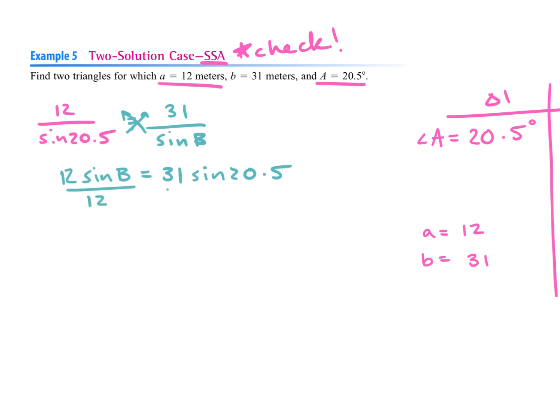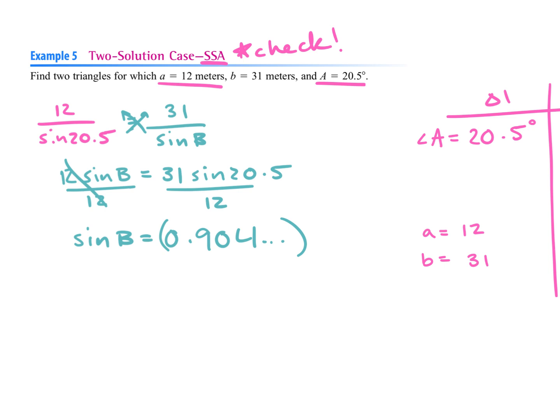Divide both sides by 12. So sine of B is equal to, let's put this into our calculator, 31 times sine of 20.5. I'm going to put equals and then divide by 12. Did you get 0.904? Does that sound right? Okay. We're going to leave it in our calculator.